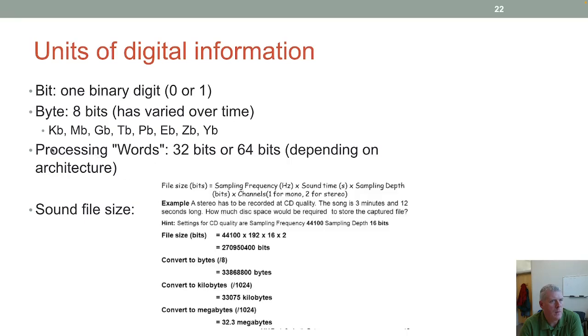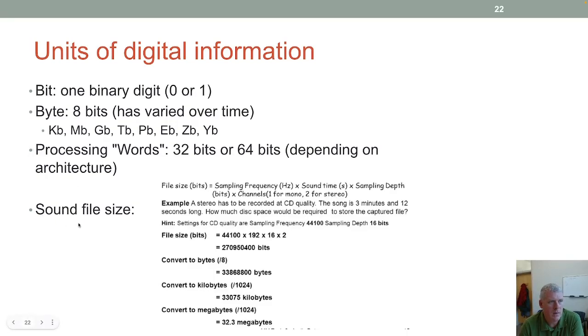And these are combined into what are called processing words. And you have 32 bits or 64 bits. These days, the majority of commercial, popular-grade computers are 64-bit. In the past, we had 32-bit, and you may still see reference to 32-bit. Is your computer 32-bit or 64-bit? That's what they're referring to: the way that the digital information is stored into what are called processing words.